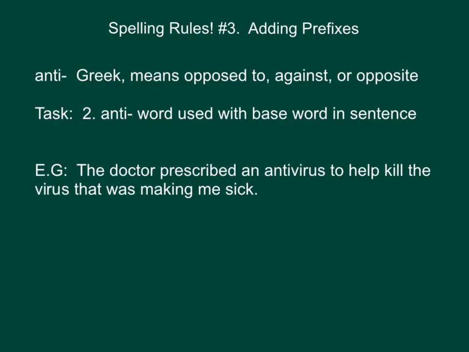Next prefix to add into your writer's notebook is anti. It comes from the Greek. It means opposed to, against, opposite. Write this down in your writer's notebook. Your second task, number 2 for today: come up with an anti-word and use it with the base word in a sentence. What does that mean? Well, here's your example. The base word is virus, and I've used anti in front of it, and they're both in one sentence. See how that works? All right, so come up with your own anti-word and use both of those forms in one sentence for number 2.